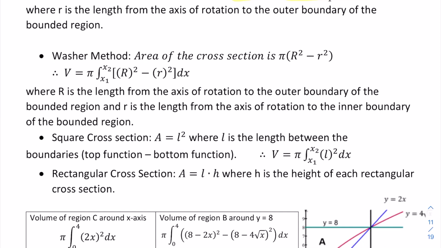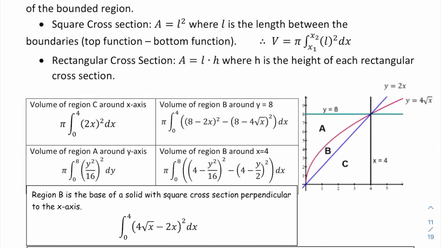The washer method is the same thing. It's just going to be a big circle minus a little circle, right? The cross section would look like this, but we're finding the area in between of each cross section. So in this case, we're going to have a big radius squared minus a little radius squared. Basically, pi r squared minus pi r squared: big circle minus little circle, integrated over some interval.